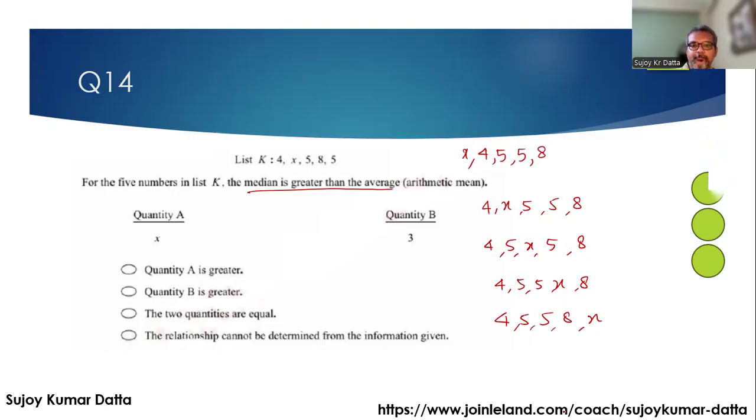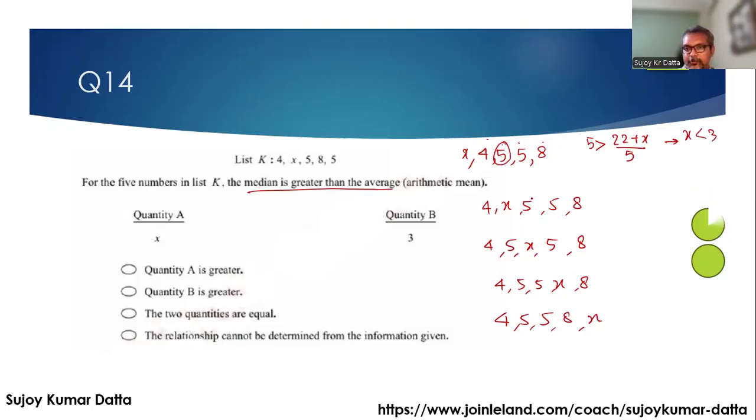So what is the average? Let's add them up. 5, 5, 10, 18 plus 4, 22. So we have 22 plus x divided by 5. That's the mean. And the median is greater than this. Here the median is 5. So that means we get x plus 22 is less than 25. So x is less than 3.